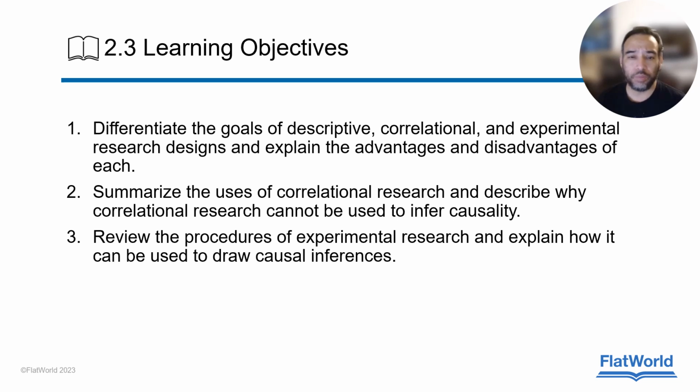And the learning objectives for this section: differentiate the goals of descriptive, correlational, and experimental research designs and explain the advantages and disadvantages of each. Summarize the use of correlational research and describe why correlational research cannot be used to infer causality. And review the procedures of experimental research and explain how it can be used to draw causal inferences.